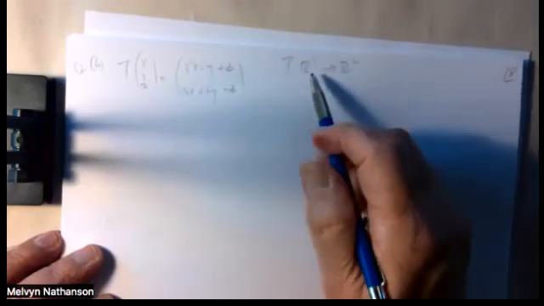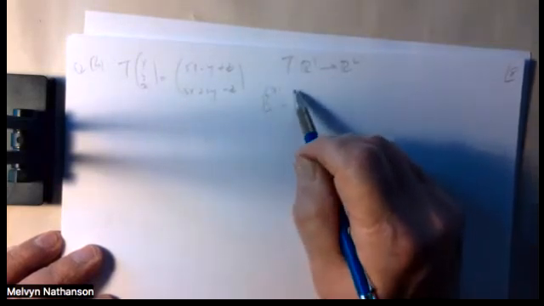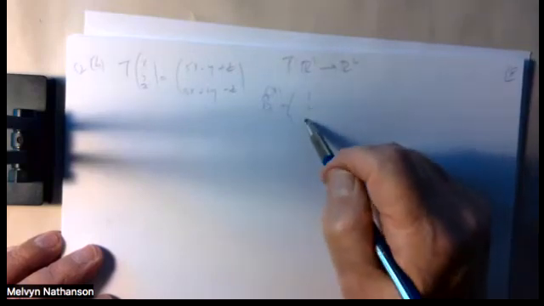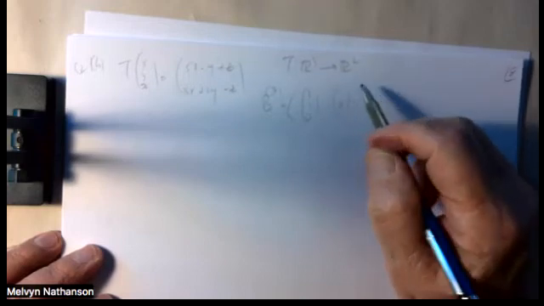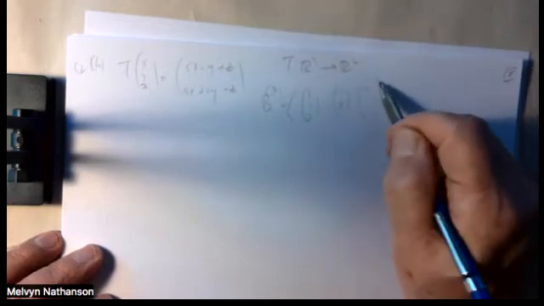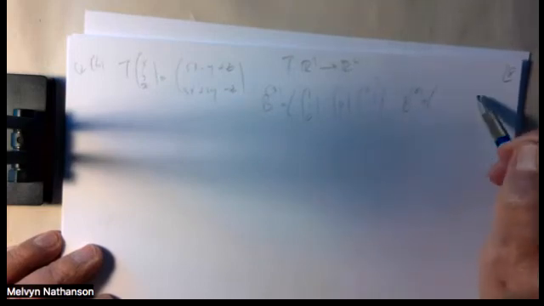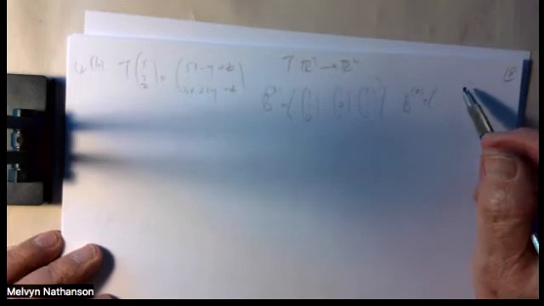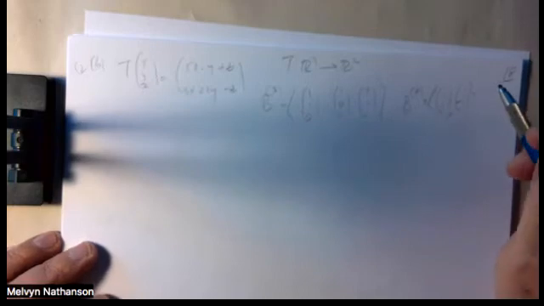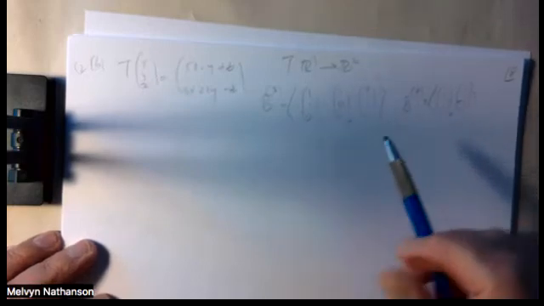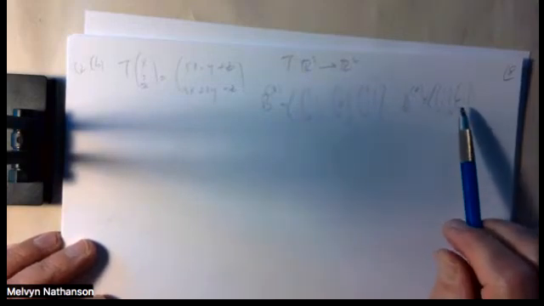And in R3, now I'm choosing the basis, which I called B3, which consists of the vectors 1, 1, 0, 1, 0, 1, and 0, 1, 1. And in R2, I choose the basis B2, which consists of the vectors 1, 1, and 1, minus 1. Right? So this is a basis for R3. This is a basis for R2.